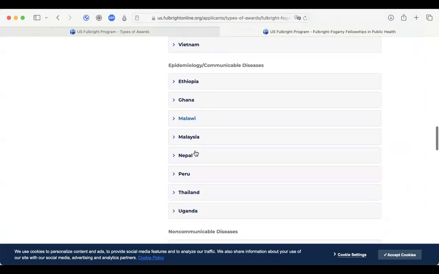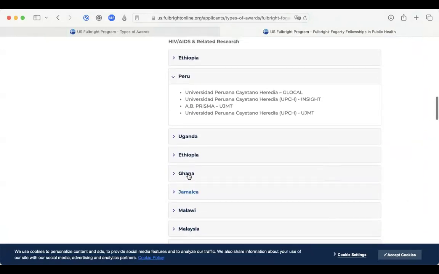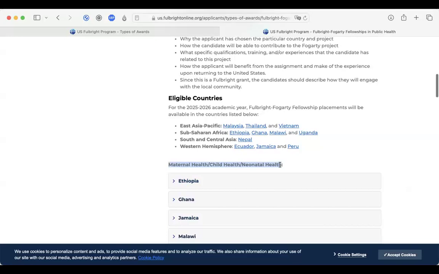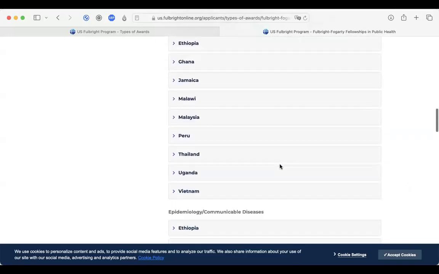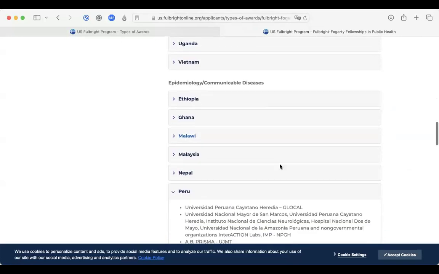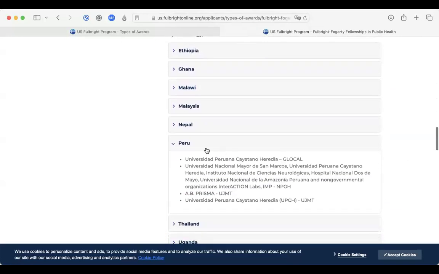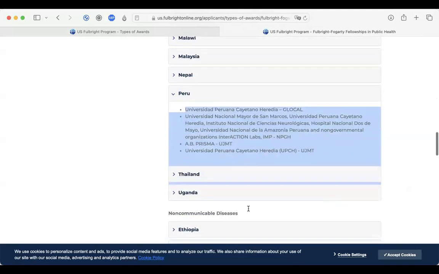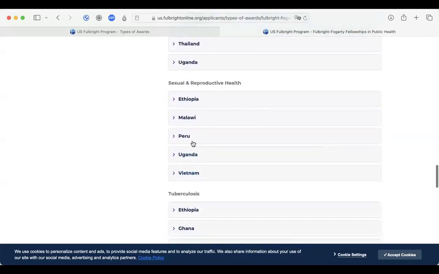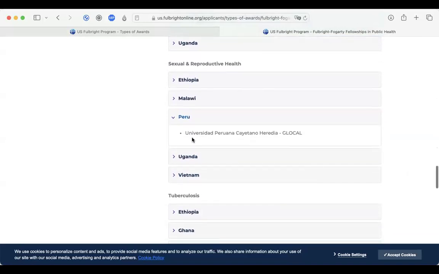we see that we have multiple options. So it's not just limited to, say, HIV/AIDS related research and not just related to maternal health or child health and neonatal health, but also we have under epidemiology and communicable disease, there's also a set of options there, and also under non-communicable disease and sexual health reproduction. So there are different tracks within it.